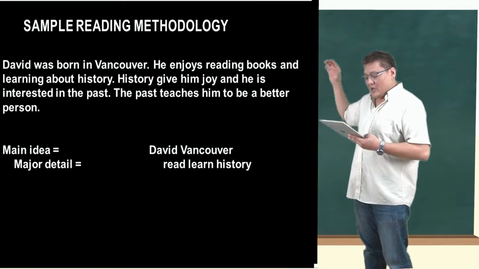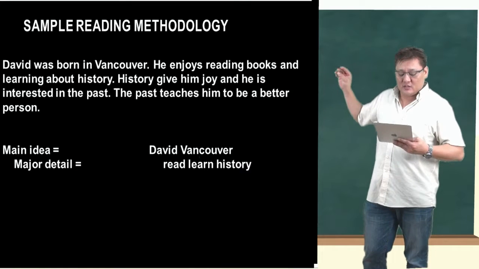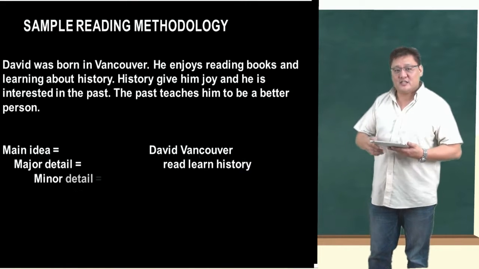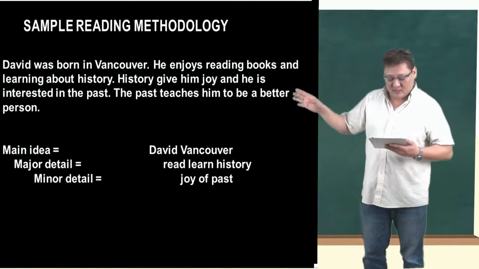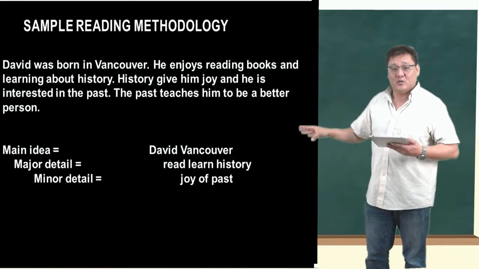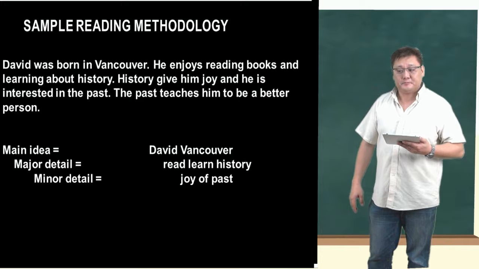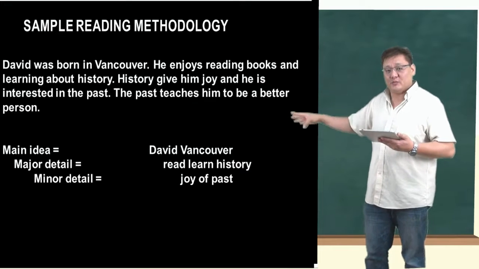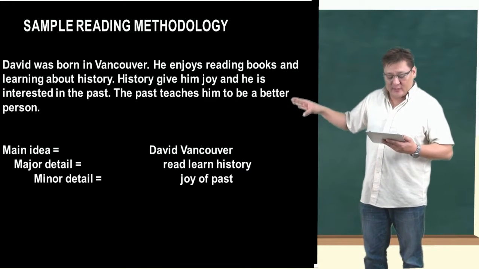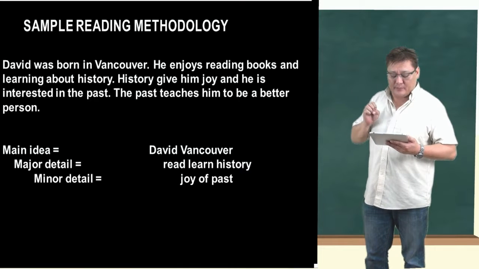Okay? So now, it's called minor detail. It's giving you the details about the reading, learning history. What does it do? It gives him joy of the past. Okay? The next one is, the past teaches him to be a better person.